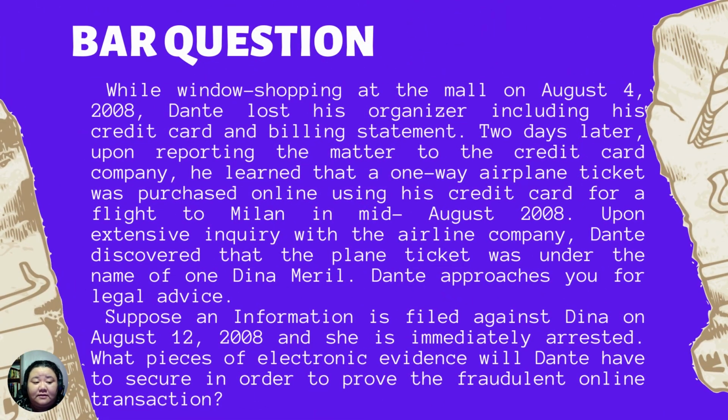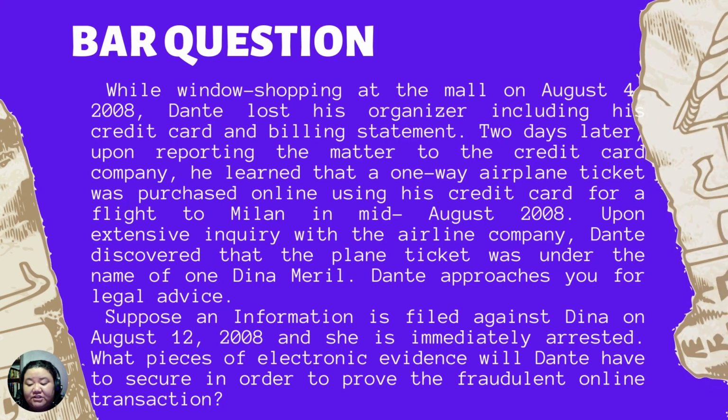Next bar question. While window shopping at the mall, on August 4, 2008, Dante lost his organizer, including his credit card and billing statement. Two days later, upon reporting the matter to the credit card company, he learned that a one-way airplane ticket was purchased online using his credit card for a flight to Milan in mid-August 2008. Upon extensive inquiry with the airplane company, Dante discovered that the plane ticket was under the name of one Dina Merrill. Dante approaches you for legal advice. Suppose an information is filed against Dina on August 12, 2008, and she is immediately arrested. What pieces of electronic evidence will Dante have to secure in order to prove the fraudulent online transaction?